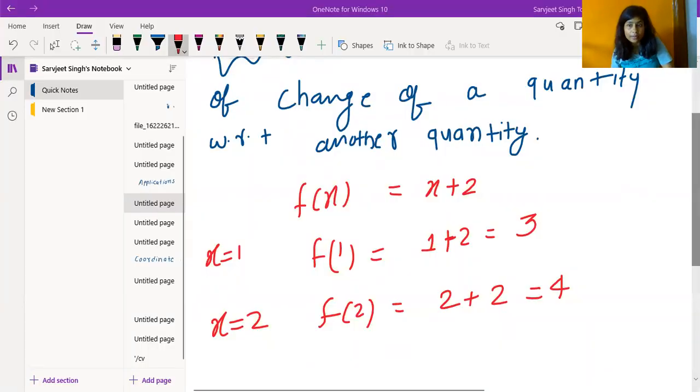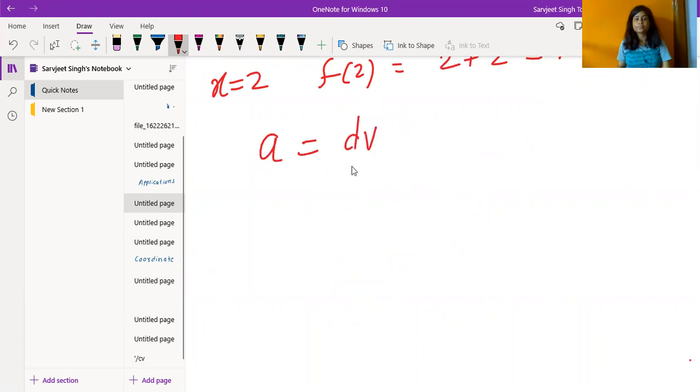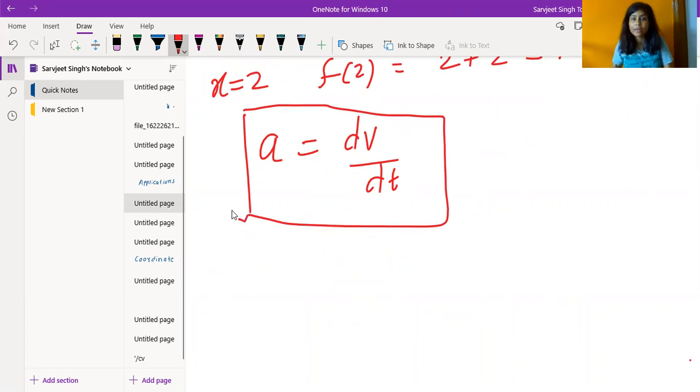Okay, so now let me share the screen again. So what I'm saying is, if you are talking about acceleration, dv by dt, acceleration is actually the rate at which my velocity is changing with respect to time. As long as you are changing the time, your velocity is changing. How this is changing is actually the acceleration. And here you will be using differentiation. So rate.